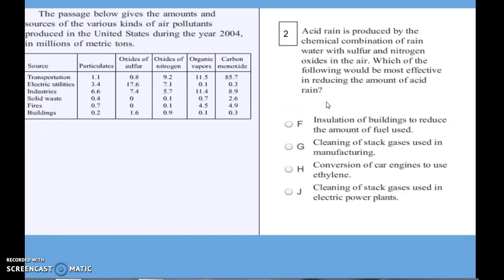Question number 2. It's just looking at different air pollutants in the U.S., in millions of metric tons. And so you have a nice chart that gives you the sources, and it gives you a breakdown in millions of metric tons for the different pollutants: oxides of sulfur, oxides of nitrogen, organic vapors, and carbon monoxide.